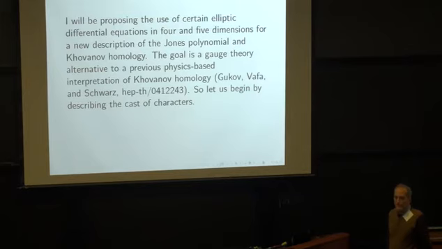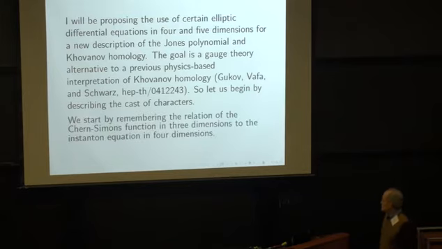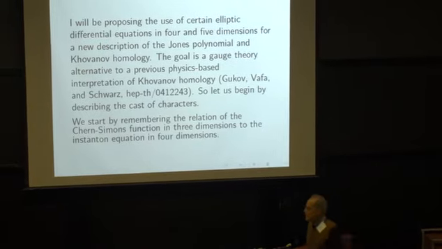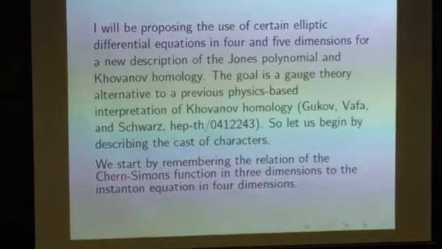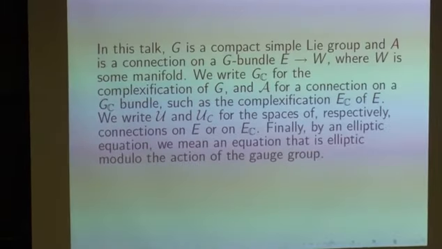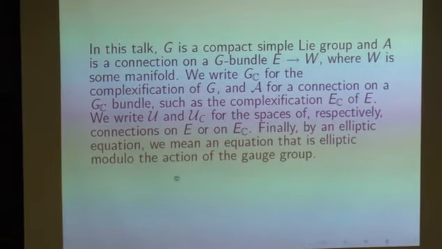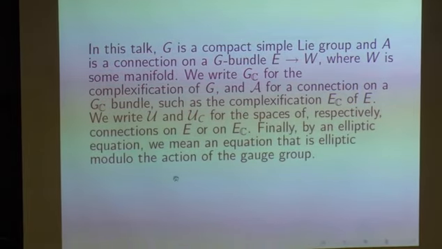Since the whole story is a little bit complicated, I'm going to introduce it in pieces. One thing we should remember at the beginning is the relation of the Chern-Simons function in 3 dimensions to the instanton equation in 4 dimensions. In this talk, the gauge group is going to be a compact Lie group that I call G, and A is a gauge field or connection on a G bundle, where W is some manifold.